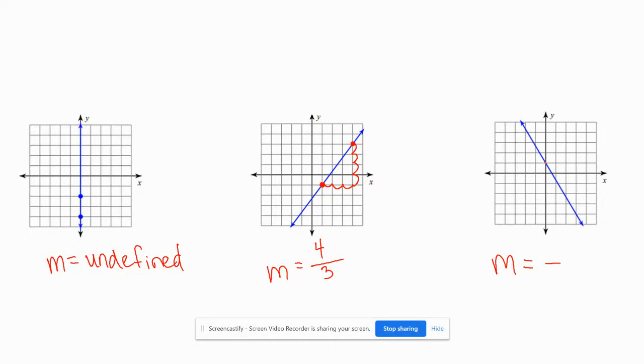Let's use these 2 points. This one and what's another clear point here? So 1, 2, 3. That's negative 3. And my rise would be 1, 2, 3, 4, 5. So negative 5 over 3 is my rise. Remember to go negative every time you go left.